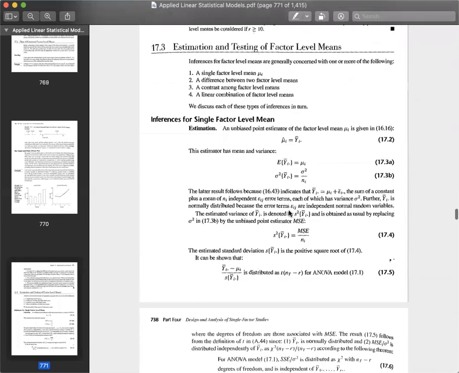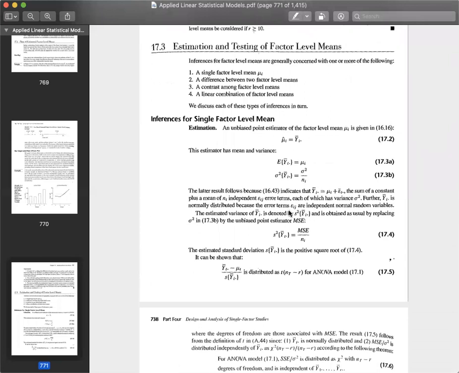Estimation and testing of factor-level means. Inferences for factor-level means are generally concerned with one or more of the following. First, a single factor-level mean μi. Second, a difference between two factor-level means. Third, a contrast among factor-level means. And lastly, a linear combination of factor-level means. So, the inferences for single factor-level means.